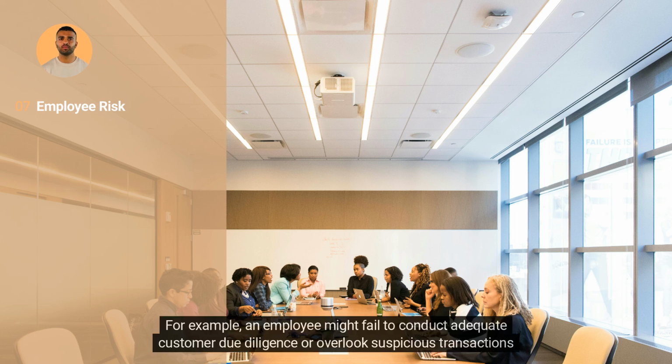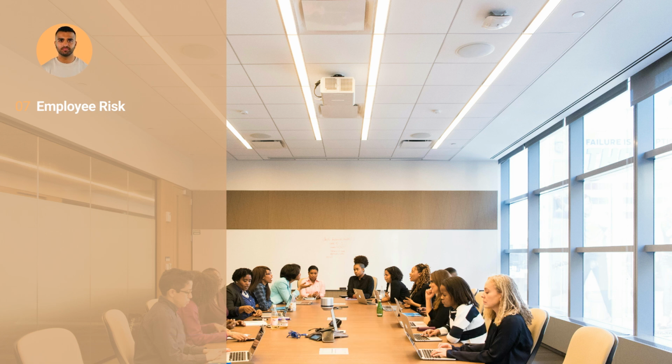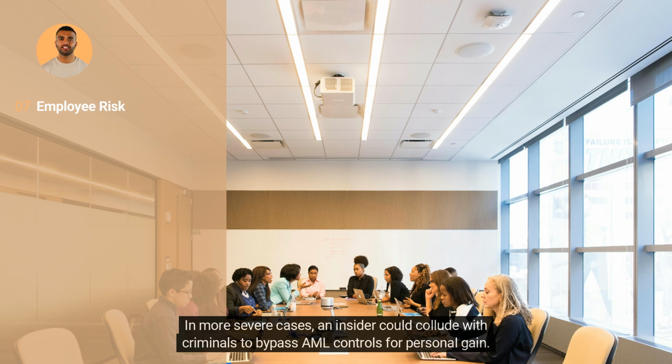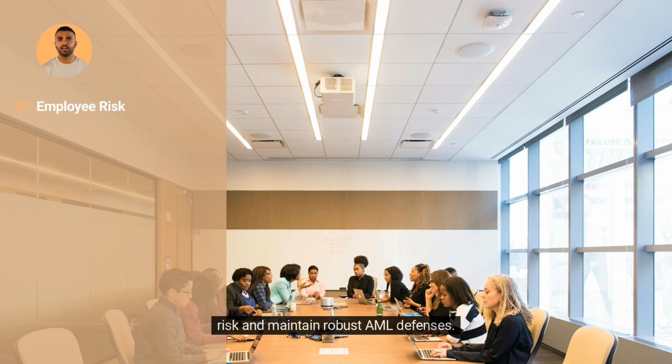For example, an employee might fail to conduct adequate customer due diligence or overlook suspicious transactions due to lack of training or awareness, leading to regulatory non-compliance. In more severe cases, an insider could collude with criminals to bypass AML controls for personal gain. Ensuring comprehensive training, clear policies, and regular audits are essential to mitigate employee risk and maintain robust AML defenses.